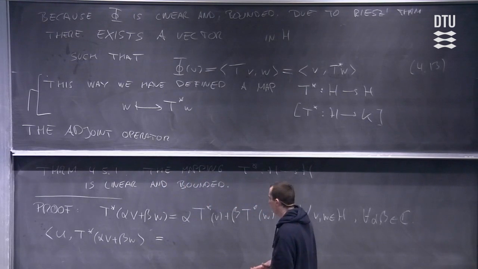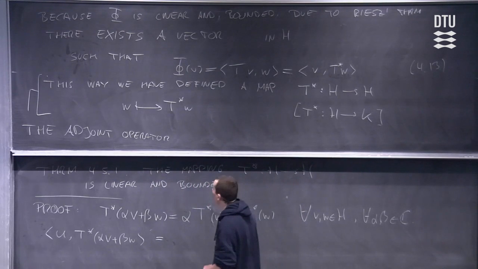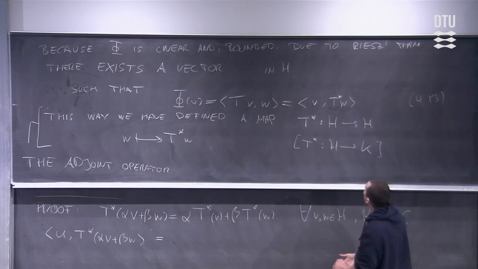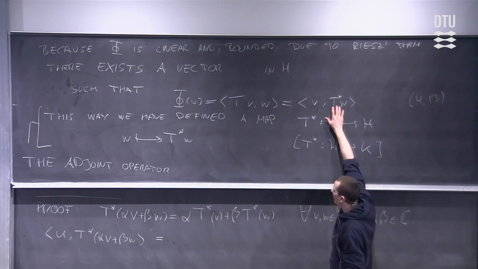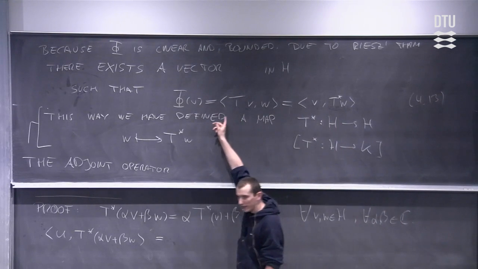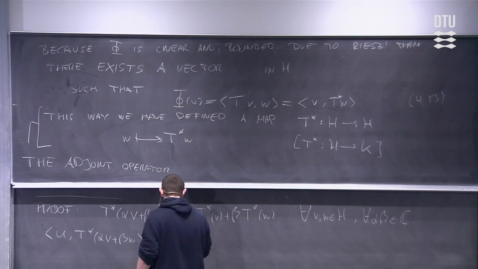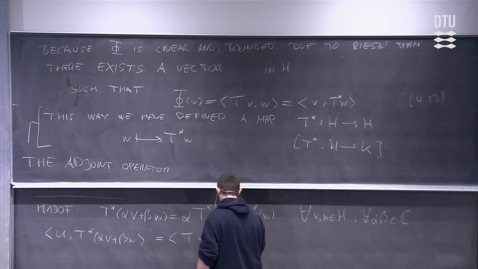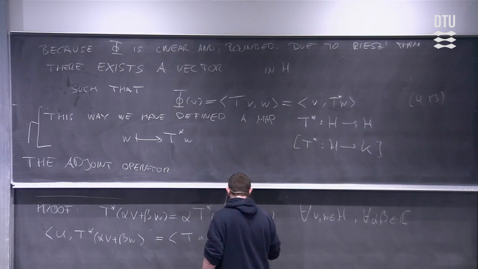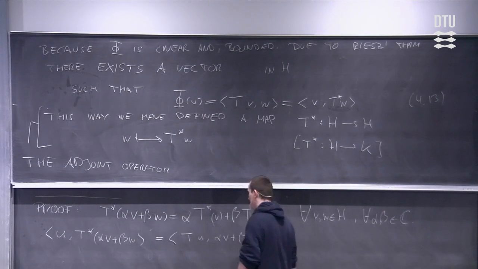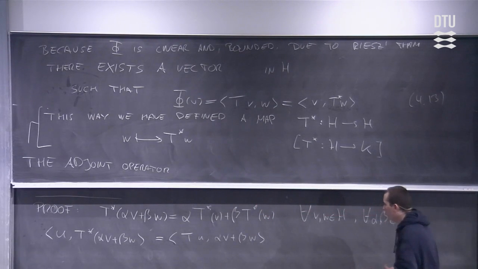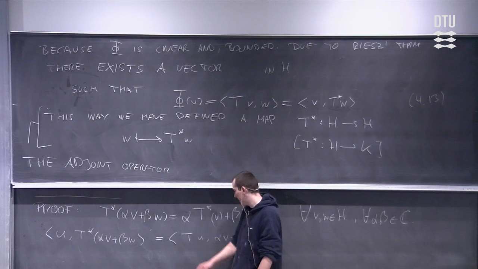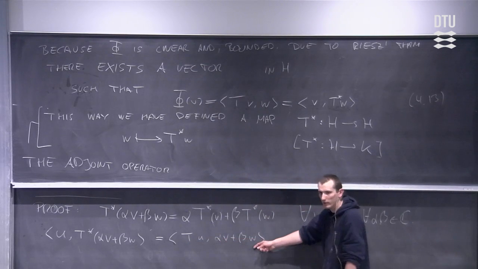So what is this equal to? Well, we can simply use the definition. So you see here, I have my T star on the right-hand side, and I can just put it on the left-hand side without the star. So then I have T applied to u has to be the same as alpha v plus beta w. And now I have no problems anymore, because now I have my linear and bounded operator T here, and I have a linear combination here.